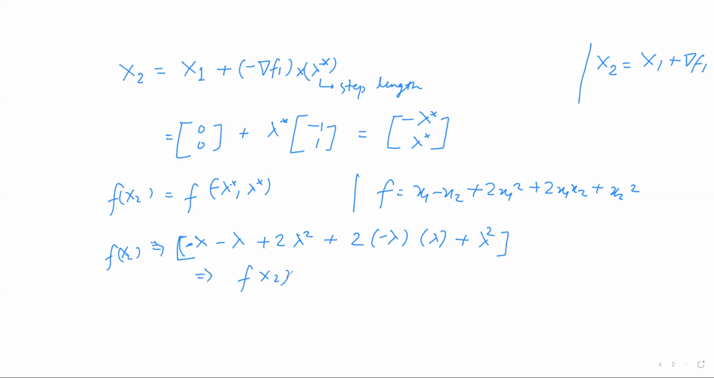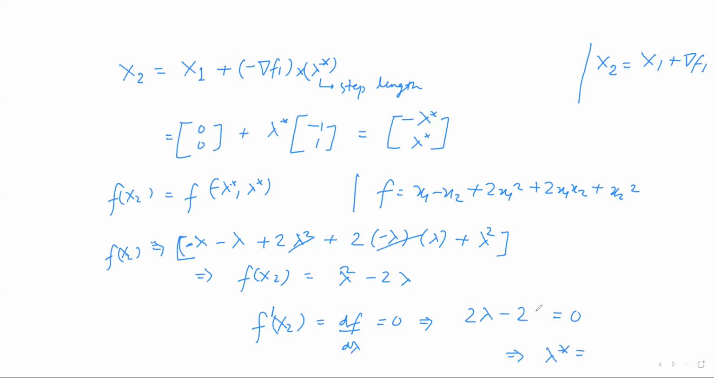Substituting and solving, f of x2 is equal to 2 lambda square minus 2 lambda square. These get cancelled, and this term remains. So it would be lambda square minus 2 lambda, these two terms. Now just differentiate f of x2 with respect to lambda, that is df by d lambda equal to 0. We have to proceed by this step. Differentiating, we get 2 lambda minus 2 equal to 0. So 2 lambda is equal to 2, lambda is equal to 1, lambda star is 1.